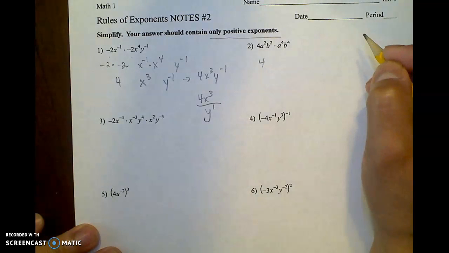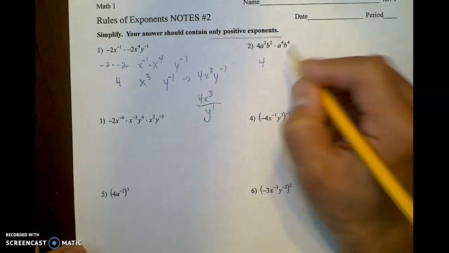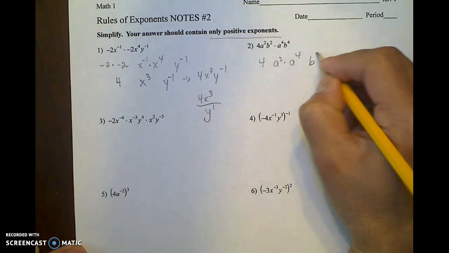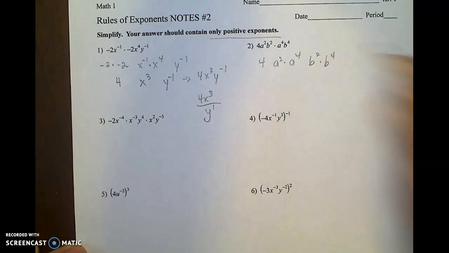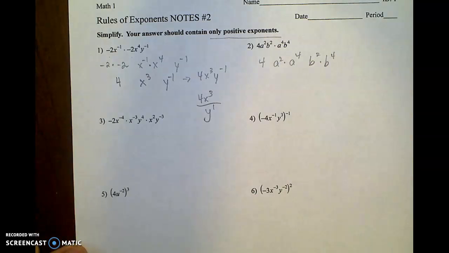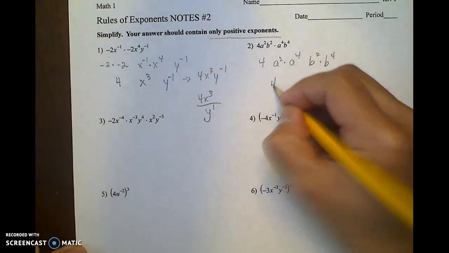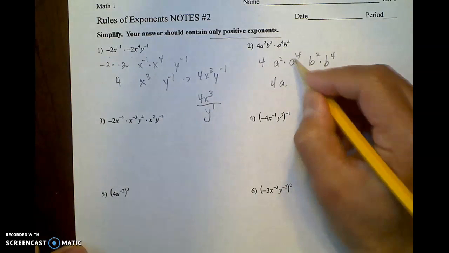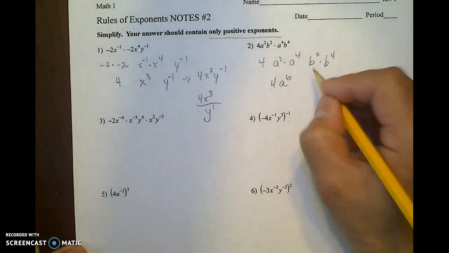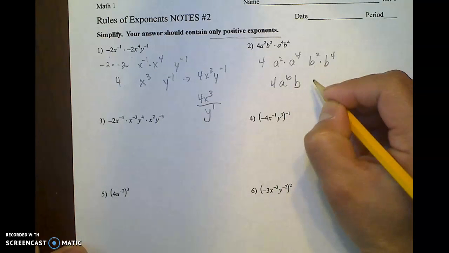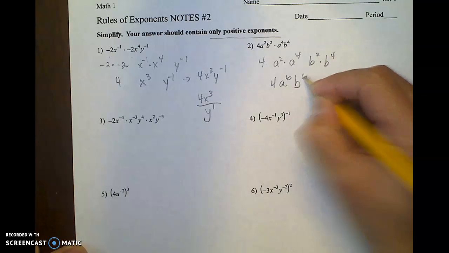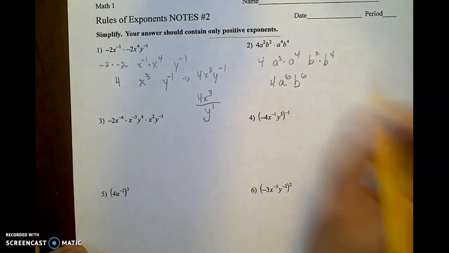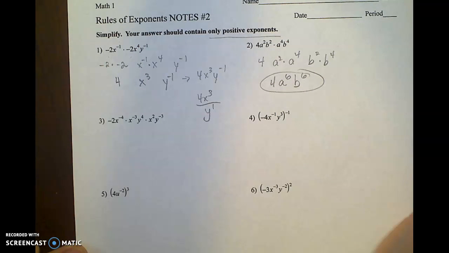Next example. Alright, so again, we're multiplying. Coefficients, just the 4, that's all we got. Alright, the a's, I got a squared, a to the 4th. Next, I got the b's, b squared times b to the 4th. Alright, just the 4, stays the same, multiplying. Alright, you keep the base, you add the exponents. You're multiplying, keep the base, add the exponents. Since there are no negative exponents, nothing changes. This is your final answer.